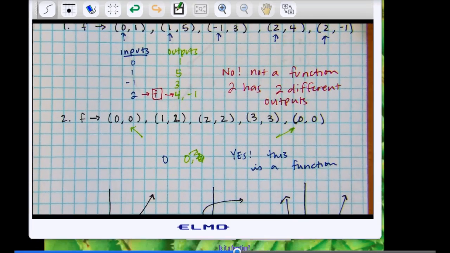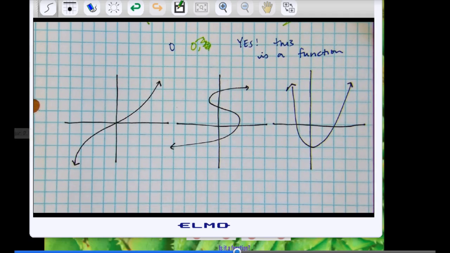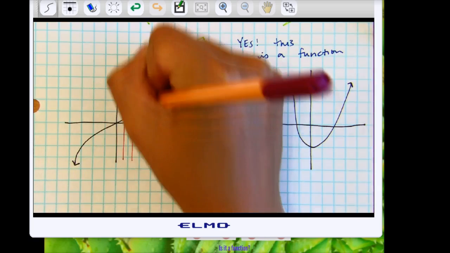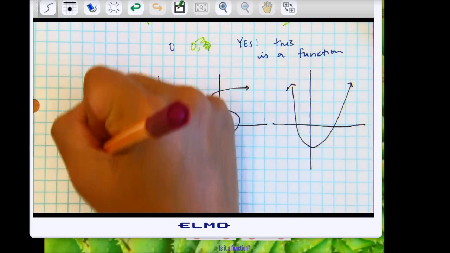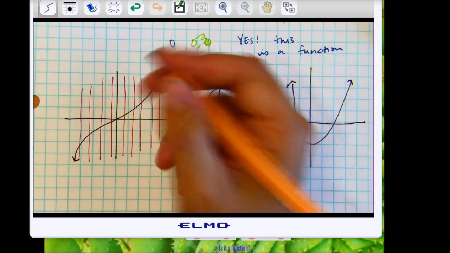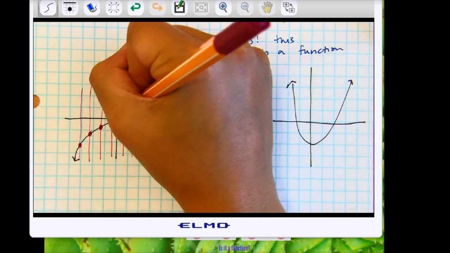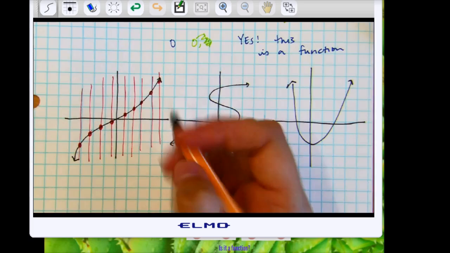Okay, there we go. I would recommend just copying these 3 visuals down as a key so that you can recognize which are and which are not a function. So if I'm drawing vertical lines, these lines are going to go up and down through the function, and I'm going to draw a whole bunch of them on all sides. If I look at where these vertical lines touch the graph, they only intersect the graph at one point. So this graph would be considered a function.